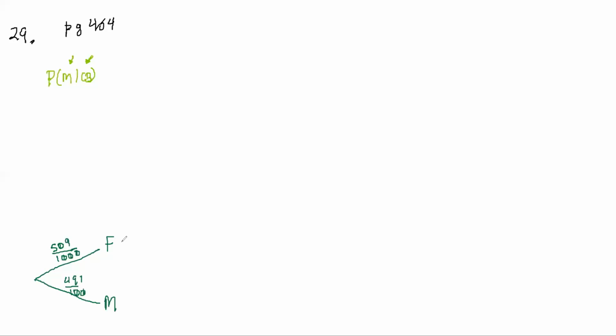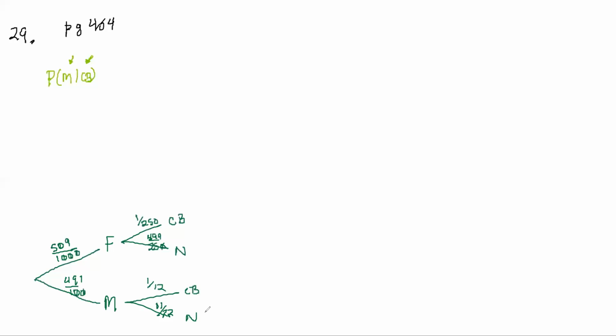Okay. Then from here, we have a 1 in 250 chance for being colorblind. And then I'm just going to call this not. So this is 249 out of 250. And here it is 1 out of 12 to be colorblind, and 11 out of 12 to not.